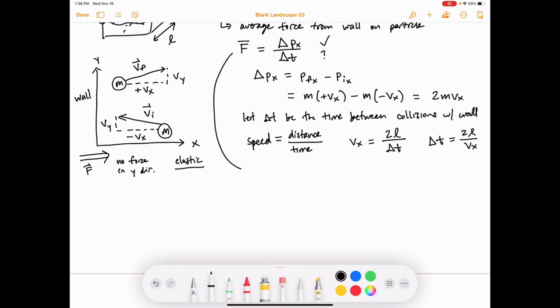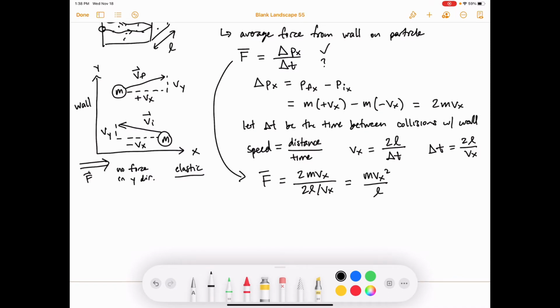So if we plug all that into our expression for the average force, we have delta px, which we just said is 2 times m times Vx, divided by delta t, which we just said is 2 times L divided by Vx. So to simplify, cancel out the factors of 2, we have m times Vx squared divided by L. To be clear, that's the average force that the wall exerts on one of the particles during a collision.